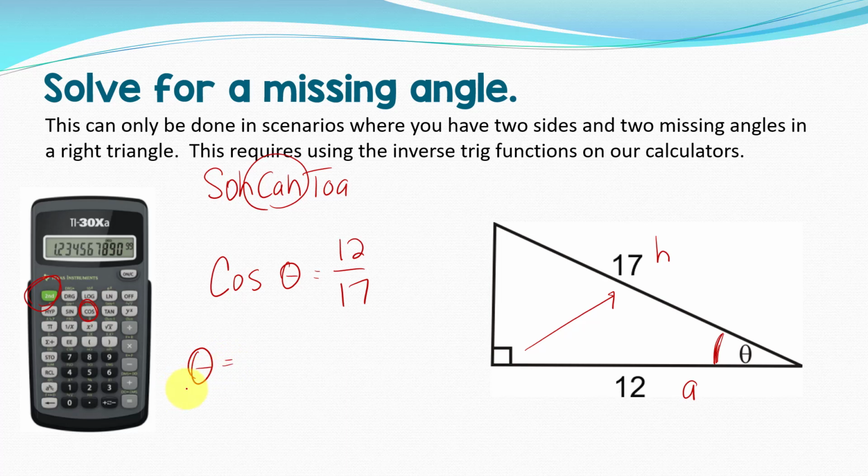So when you do that for this one, try it out. I got 45.0991, so we can round that up to 45.1 degrees. So it would say that this angle right here is about a 45-degree angle, close to it. Okay, so on your school calculator, 12 divided by 17, second, and then cosine will get you there. All right, let's try another one.